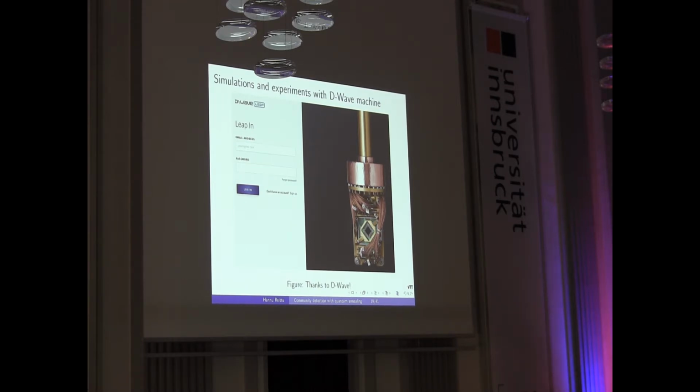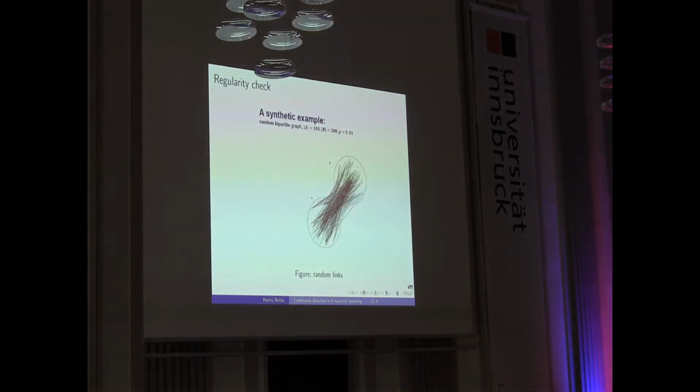Then a few simple experiments with D-Wave. So recently this Leap system was opened in VTT in Finland also, and we used it to test these things on this machine. So thanks to D-Wave. And synthetic examples are random bipartite graphs. So in a random bipartite graph, you have some fixed probability, and for each node pair you just flip a coin and draw a link with probability P and do everything independently.